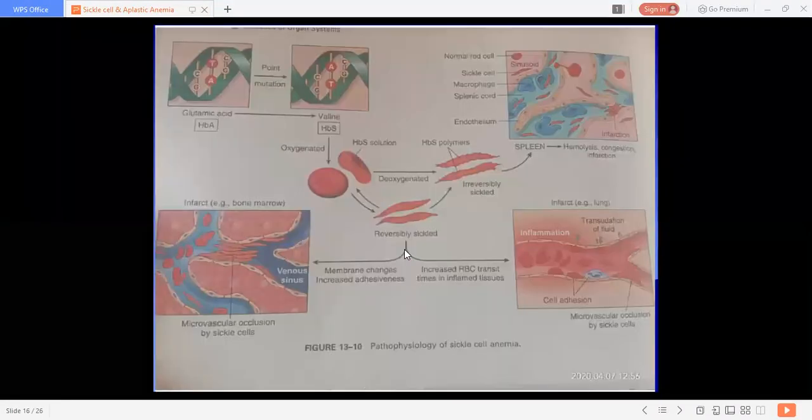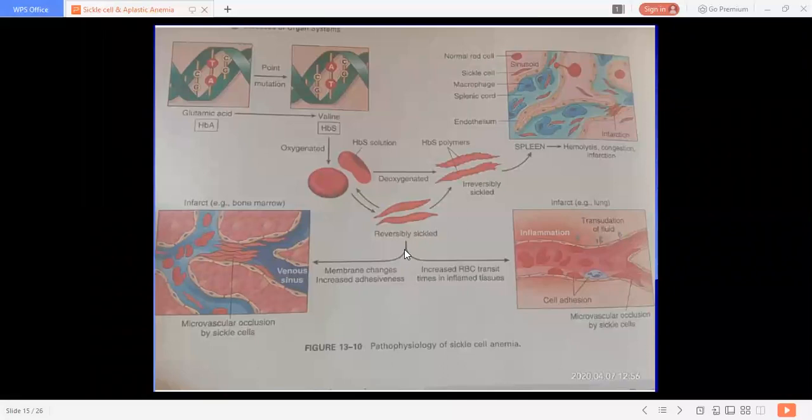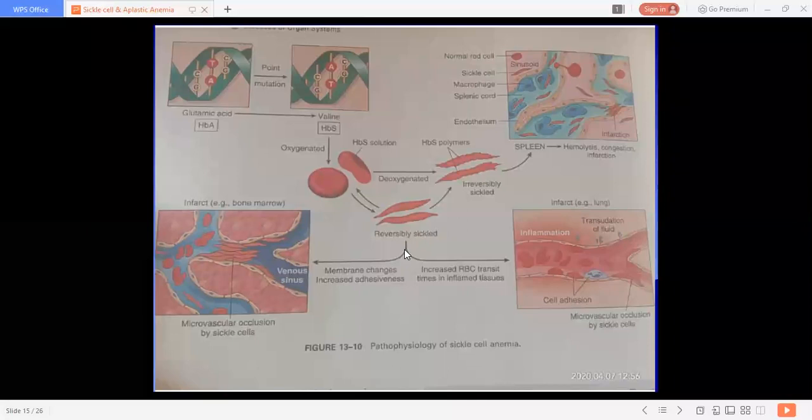Okay. All of you got these points of sickle cell anemia? Then we will discuss, yes, ma'am. Then we will discuss the clinical effects of sickle cell anemia in detail.